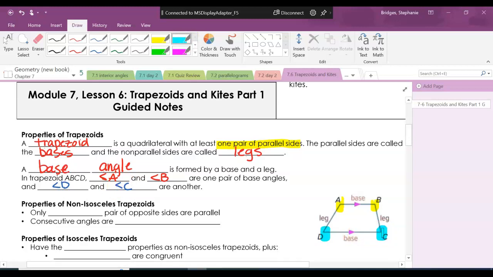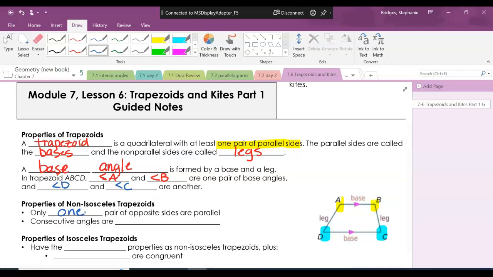It's important to be able to identify those base angles because we're going to talk in a little bit about a different type of trapezoid. And it's important to know those base angles because those have a relationship, which we'll get to in just a few minutes. There are only two properties of trapezoids, okay? The first one says only one pair of opposite sides are parallel, which is what we talked about at the top.